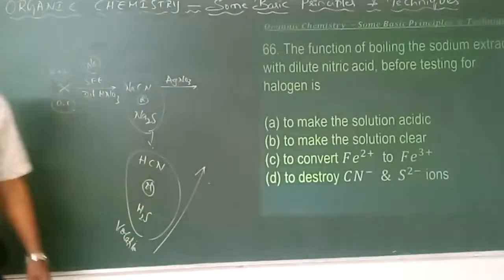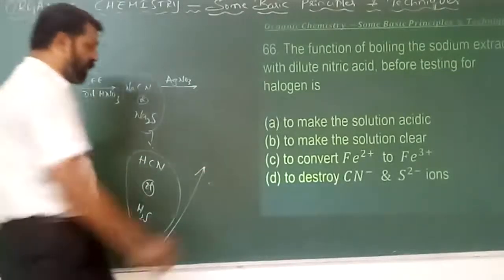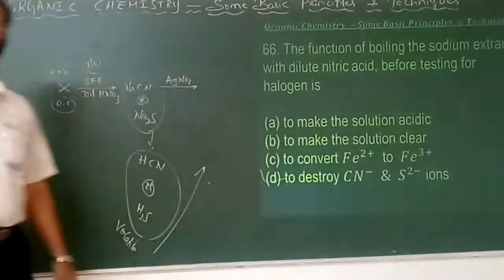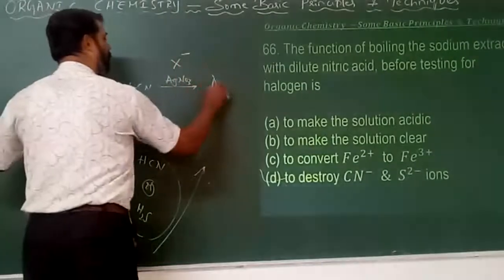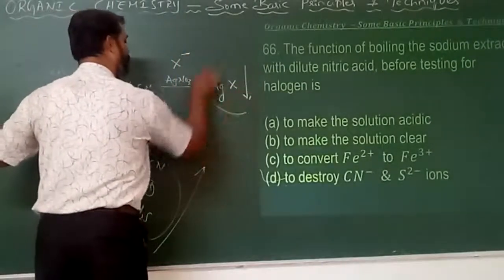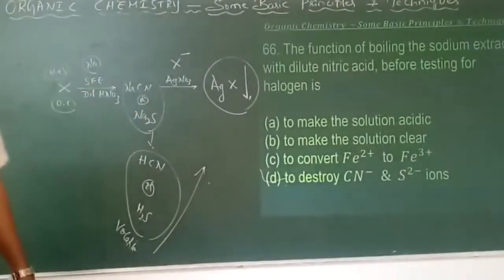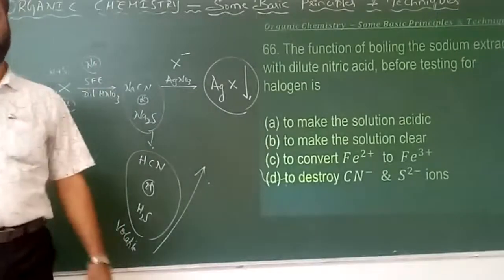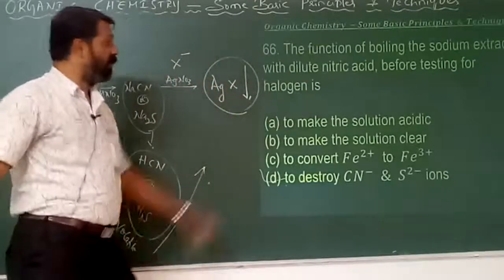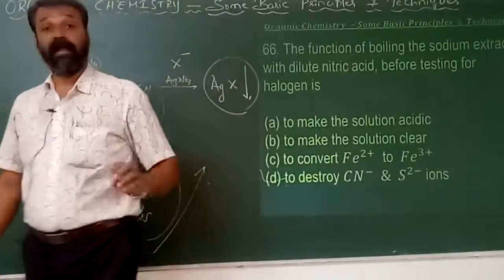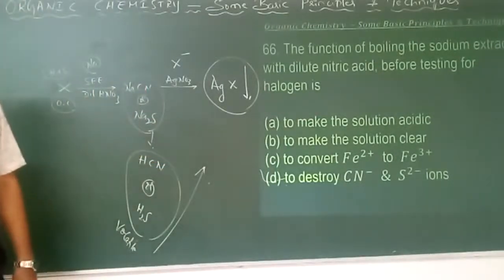The cyanide is converted into hydrogen cyanide and the sulfide into hydrogen sulfide, just to destroy the CN minus and S2 minus. Once they get removed, we are left with only the X minus to form the respective precipitate: silver chloride, a curdy white precipitate, or a pale yellow precipitate, or a bright yellow precipitate. But here, before adding silver nitrate, we are boiling with dilute nitric acid just to destroy the cyanide as well as the sulfide ions.